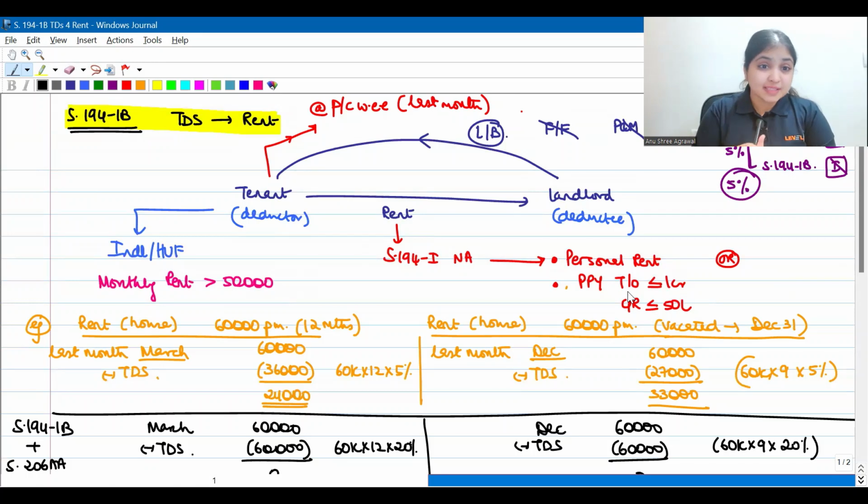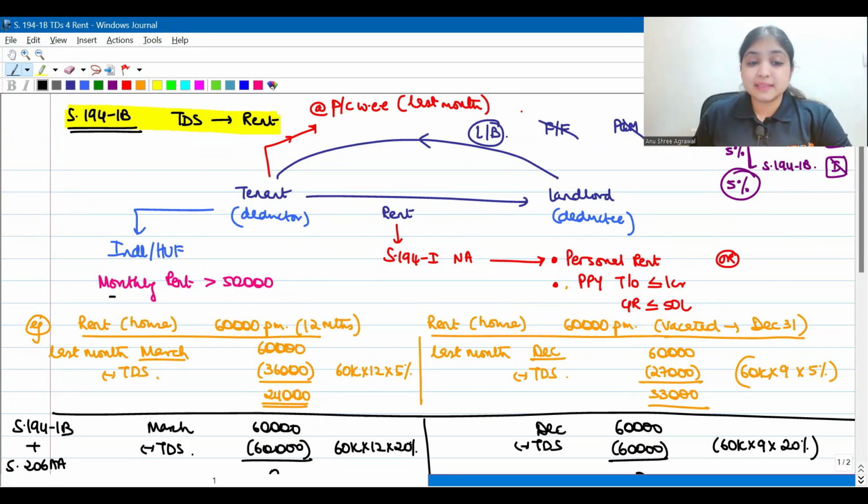Let us quickly revise, guys. Under 194 IB, we deduct tax with respect to rent. That rent which is not covered by section 194I. Why? Either because it is personal rent or because turnover gross receipt numbers are within the limits. Under 194 IB, the deductor has to be only individual or HUF, only land or building, no furniture, fixtures, no plant and machinery. We deduct tax at the time of payment or credit, whichever is earlier, and we deduct tax not every month, we deduct tax only in the last month at the rate of 5%.